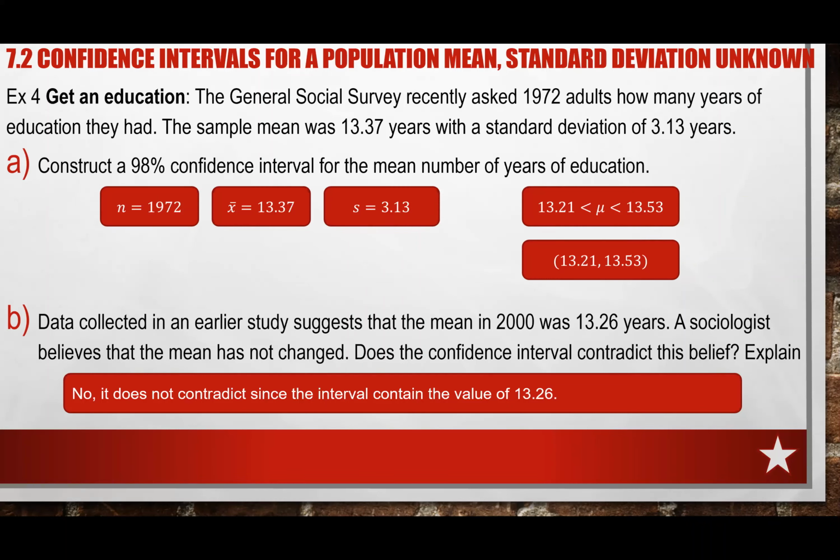Okay, so first of all, question 7.2: we still try to construct the confidence interval. The only problem is we don't have a population standard deviation.